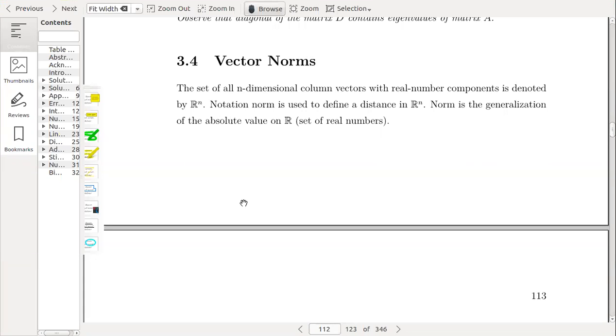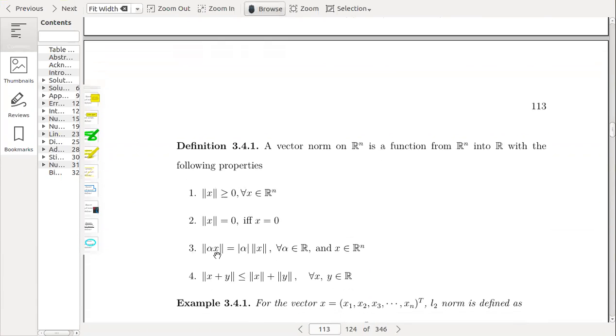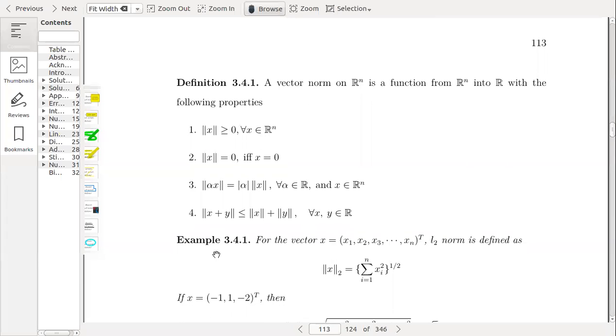So vector norm is actually defined on the set of all n-dimensional column vectors with real number components, which is denoted by Rn. Norm is used to define a distance in Rn. Norm is the generalization of the absolute value on the set of real numbers denoted by R. So, definition: a vector norm on Rn is a function from Rn into R with the following properties.